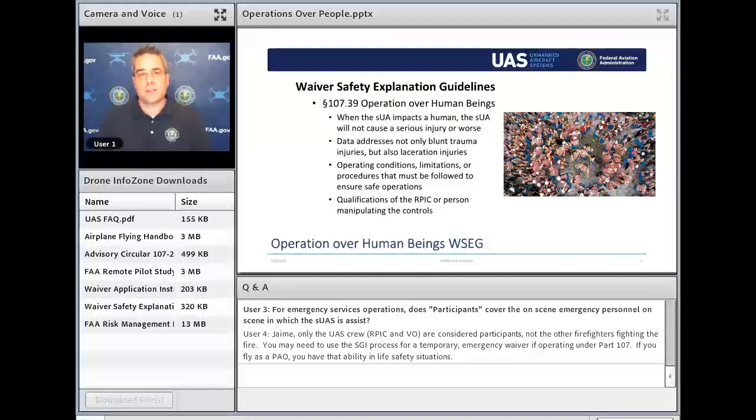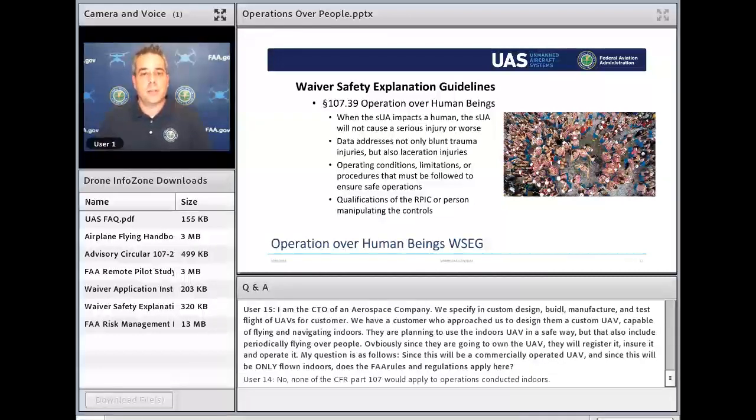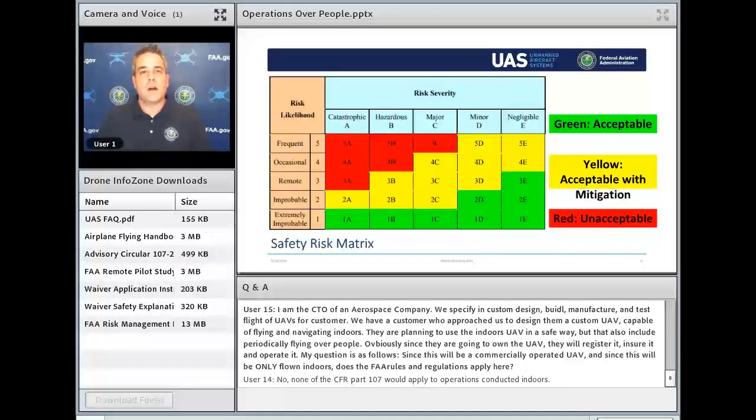So let's talk about the waiver safety explanation guidelines. And when we're talking about operating over people, there are 4 main data points we want to talk about. One is that when your unmanned aircraft impacts a human, we don't want it to cause a serious injury or worse. And that the data you're supplying to us not only addresses blunt trauma injuries, but also laceration type injuries. Finally, we'd like to get some information on your operating data and qualifications of the RPIC. So what type of conditions or limitations are you going to put on your operation to help mitigate the risk? And what type of qualifications or training will the remote pilot in command, or the person manipulating the controls, need to hold in order to operate safely under your waiver? So let's get into our waiver safety explanation guidelines and walk through that.